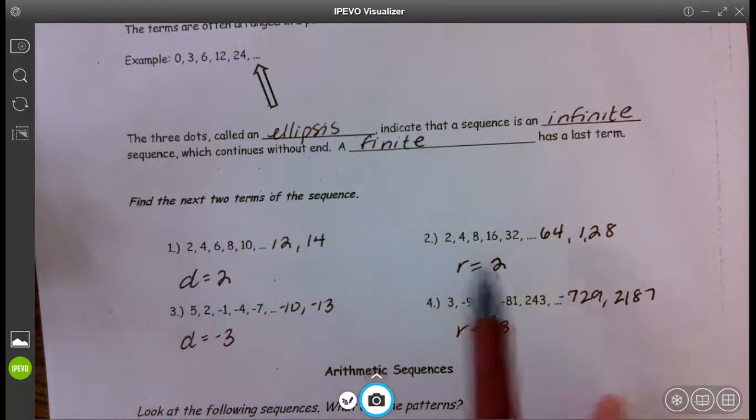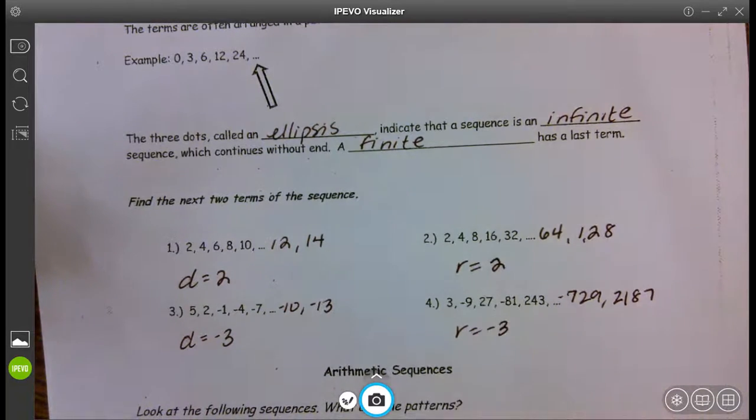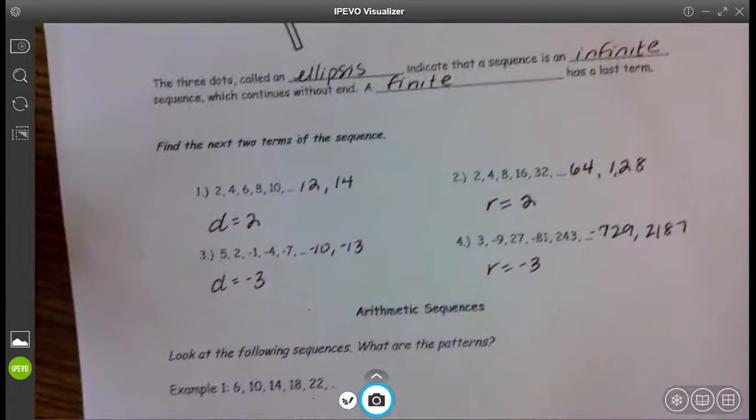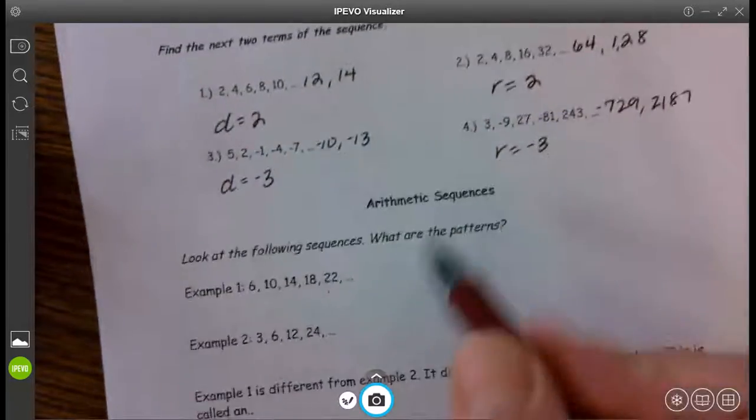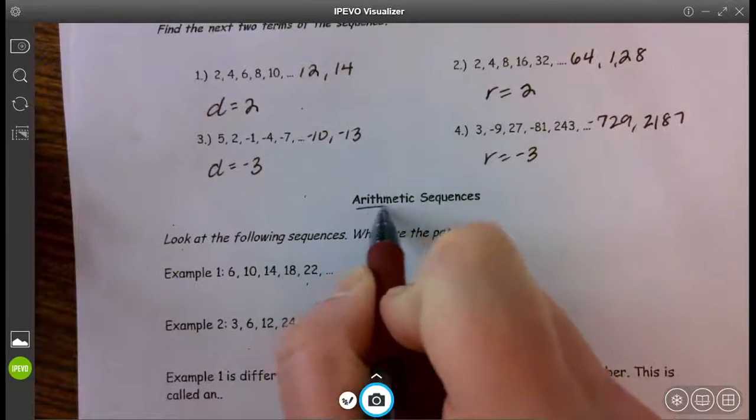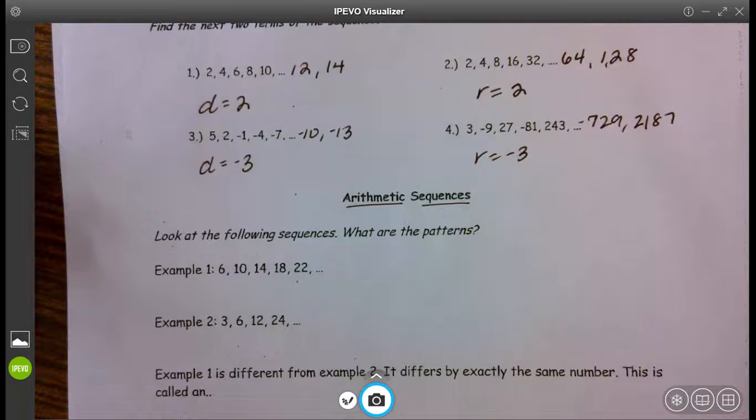We are just going to focus on these two types of sequences. Ones where you add and ones where you multiply. There's some where you add and multiply. Okay, but we're not concerned with those. The ones where you simply add or have a common difference is called an arithmetic sequence.